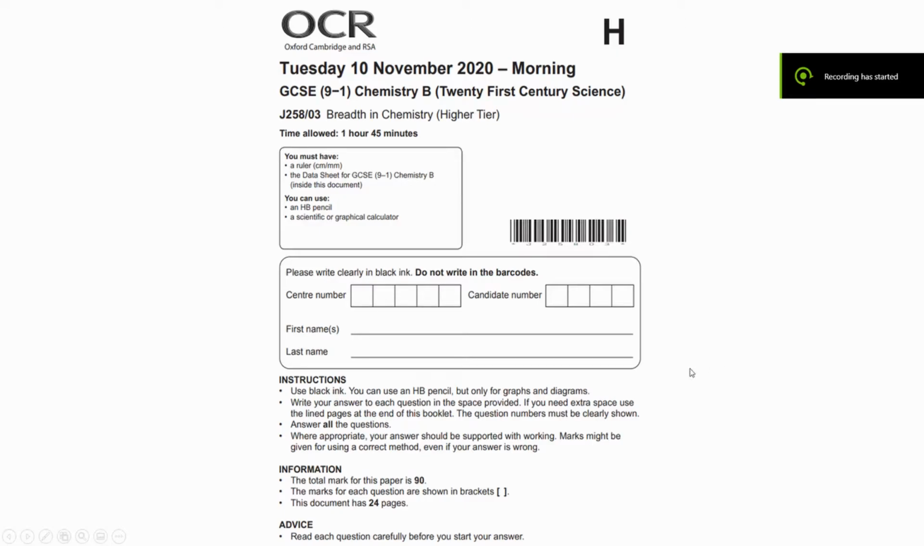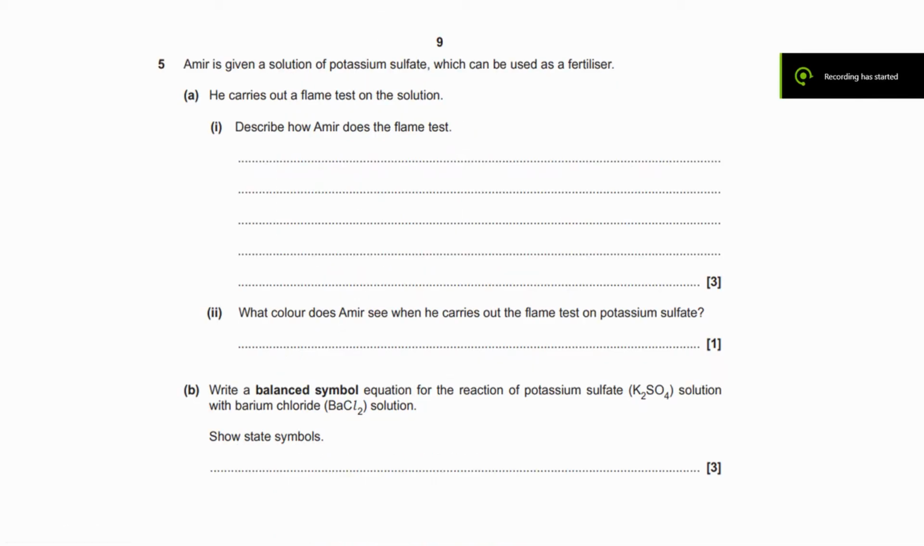So this is the GCSE Chemistry High 2 paper. It's the OCR 21st Century November 2020 paper. All the information you need to know are on the front here. So we are looking at question 5. Amir is given a solution of potassium sulfate which can be used as a fertilizer. He carries out a flame test on the solution. Describe how Amir does the flame test.